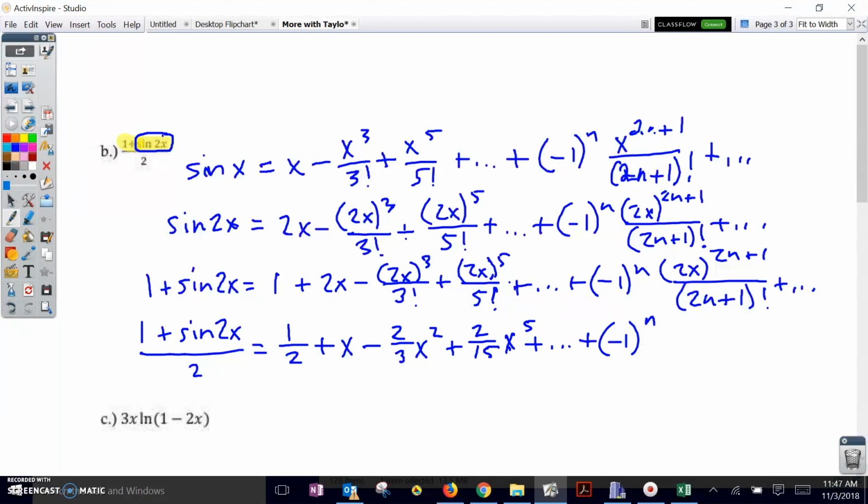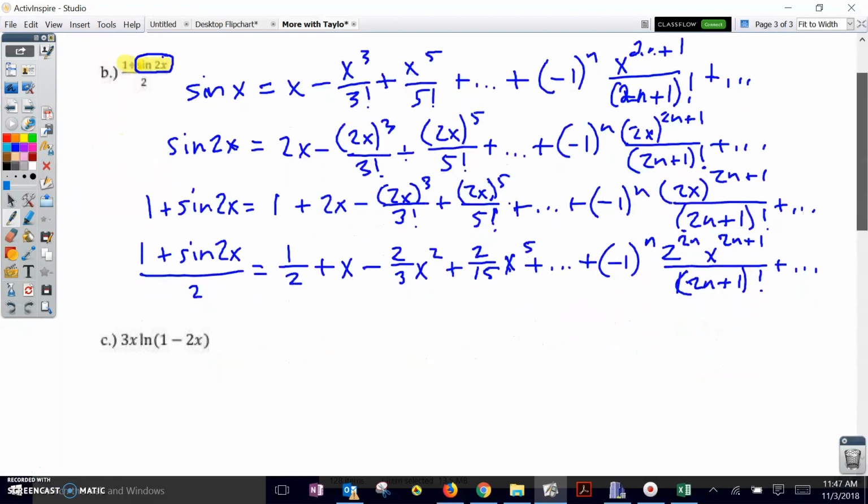And multiplying this by 1/2 in the general term is just going to turn this into 2x to the 2n power. Sorry. Come on, eraser. Let's go. All right. It's going to turn this into 2 to the 2n power times x to the 2n plus 1 all over the quantity 2n plus 1 factorial. And there's a series for 1 plus sine of 2x over 2.